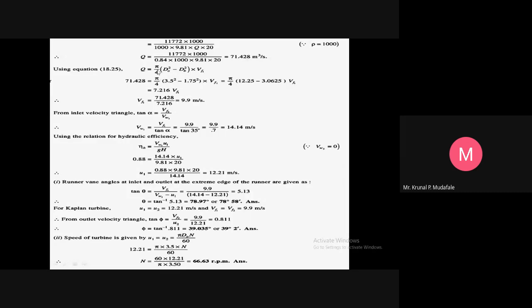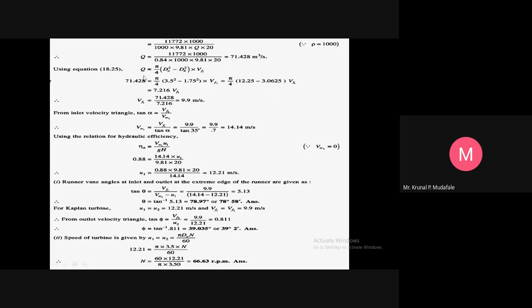So the formula is pi by 4 Do square minus Dh square into the velocity. Obviously we have to consider the flow velocity here, that is Vf1, because as we know from the last two lectures, we are only considering the flow velocity Vf1.